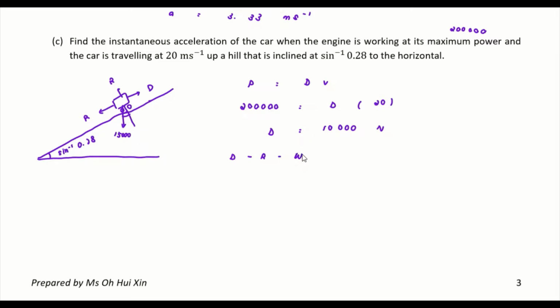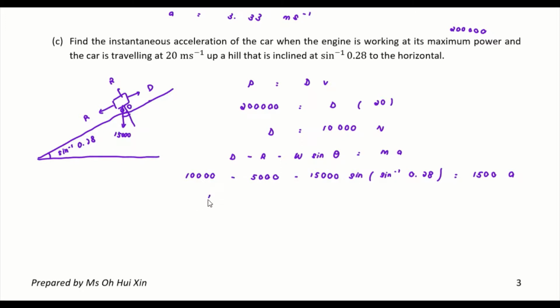So let me write W sin θ, because the angle is here, so you are getting the direction here. Then it will be equal to ma. Now let's substitute all the values that we have. So 10,000, the resistance is still the same, 5,000 Newton, then minus off the weight. Remember, you are using the weight, and then sin θ. We know that it's sin of sin⁻¹ 0.28. If you write it out, you realize that you take sine of the inverse sine, and at the end you are still getting 0.28, then equal to the mass multiplied by the acceleration. So this is how we can get the acceleration.